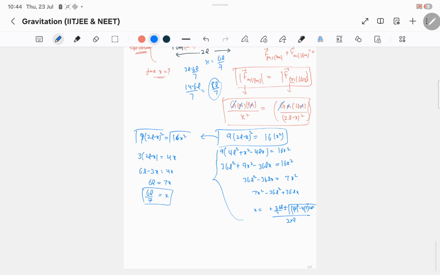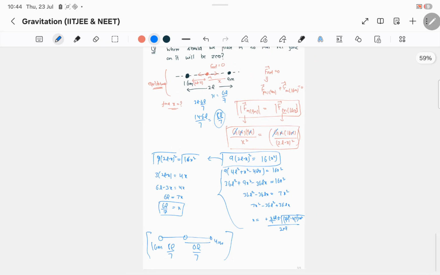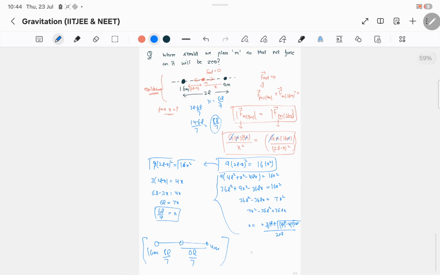Okay. So you can form another picture. So this will be 6l by 7 and this will be 8l by 7. From 16m it will be this, and from 4m it will be this. You can also solve the quadratic, but it is lengthy, so you can directly do it from here. So I hope you got how to do this question. In the exam they ask from 9m or 16m, and based upon this you have to answer. Okay, so you can take a screenshot.